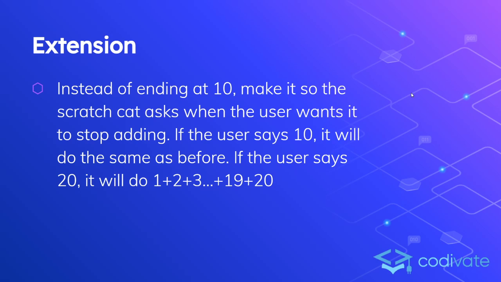Okay, now I want to do the same thing, except instead of ending at 10, I want you to make it so that the Scratch Cat asks the user for a number and adds from 1 up to that number. So if the user says 20, it'll go do the same thing, but it'll stop at 20. And if the user says 10, it'll do exactly the same as before.